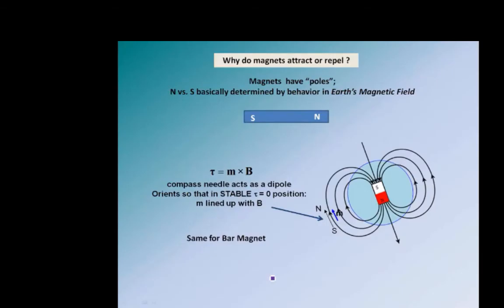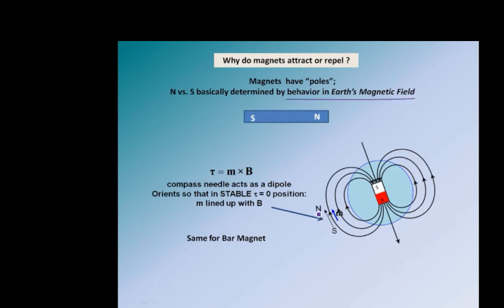Now we're going to use this to answer a very fundamental question, and that is, why do magnets attract or repel? We know magnets have poles, and the N versus S in terms of the nomenclature for the types of poles is determined by how magnets behave in the Earth's magnetic field.